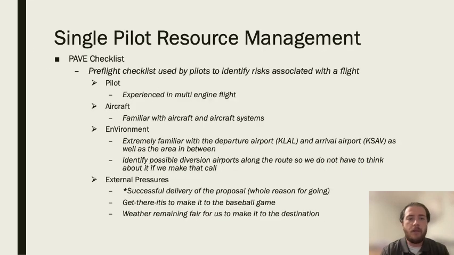So using single pilot resource management with this scenario in particular, we could use the PAVE checklist, which is a pre-flight checklist used by pilots to identify risks associated with a flight. So the pilot is going to be the P, we're experienced in multi-engine flight. A is going to be for aircraft, we're familiar with the aircraft and its systems. Environment, so I'm extremely familiar with the departure airport Lakeland and the arrival airport Savannah, as well as the areas in between. And then we want to identify possible diversion airports along the route so we don't have to think about it when we have to make that call.